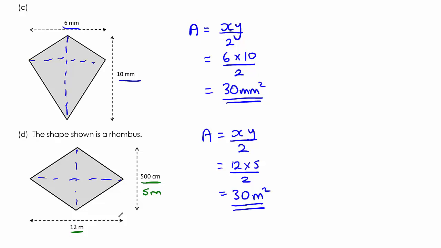But if we were to do it in centimeters, this one's 500. This one would be 1,200. So xy divided by 2, the formula is the same, but it would be 1,200 times 500, which is 30 with 4 zeros added. So 300,000 square centimeters.